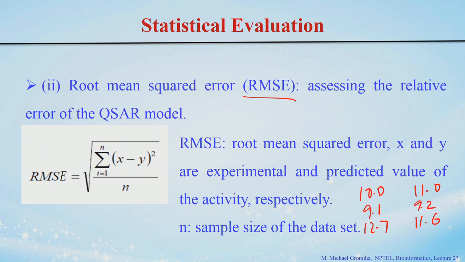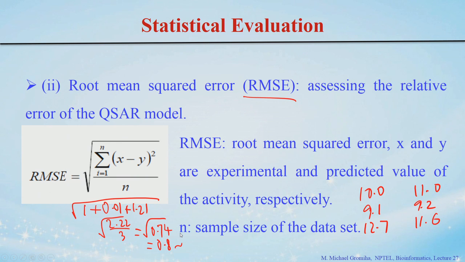Calculate the error for the first one. This is 10 minus 9, which is 1, squared is 1, plus the second one is 0.1, so 0.01, and the third one is 1.1, so 1.21. So add up: 2.22, divided by 3, equals 0.74. The square root of this is about 0.8. Because this is 1, this is 1.1, you can see a balance among all the data which you use in your model.